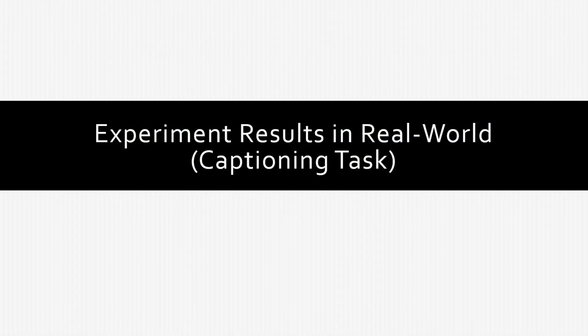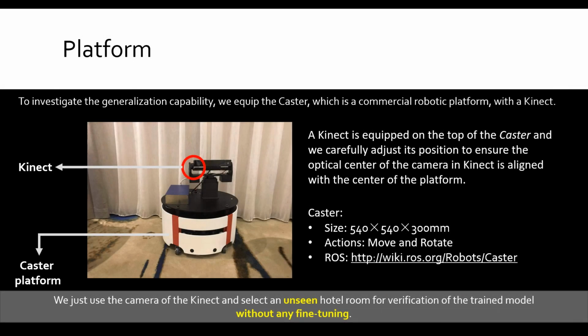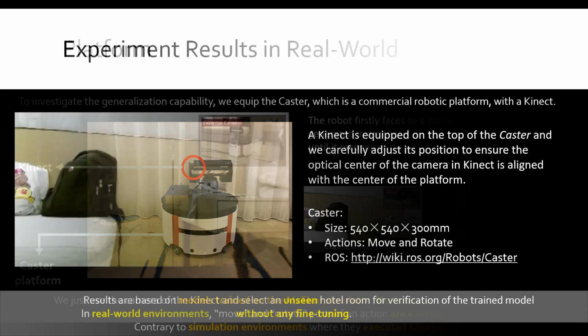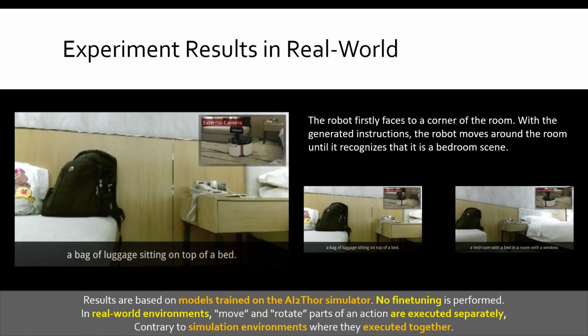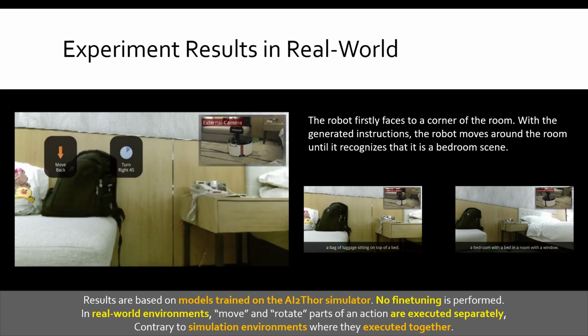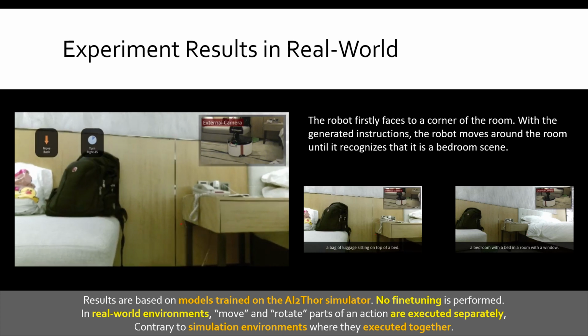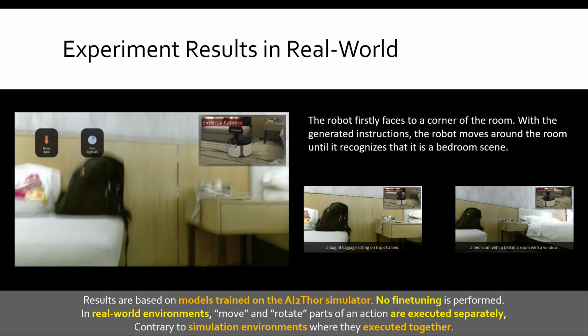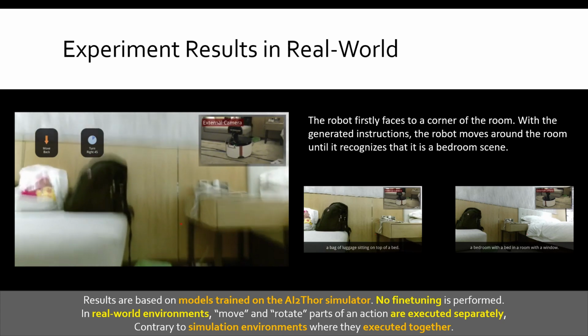Besides the experiments in the simulator, we also perform some experiments in the real-world scenarios. We will share some results in the following. In the real-world experiment, we use a Castor, a commercial robotic platform, together with a Kinect sensor. In this example, the robot first faces a corner of the room. With the generated instructions, the robot moves around the room until it recognizes that it is a bedroom.